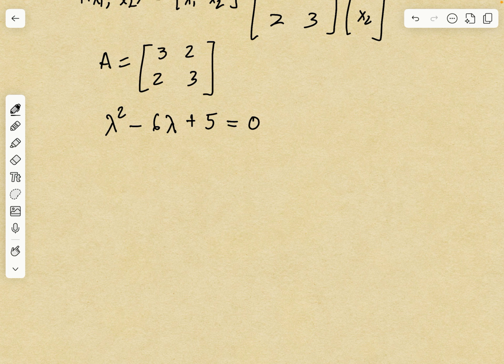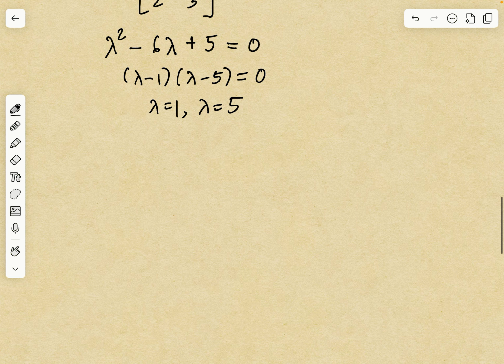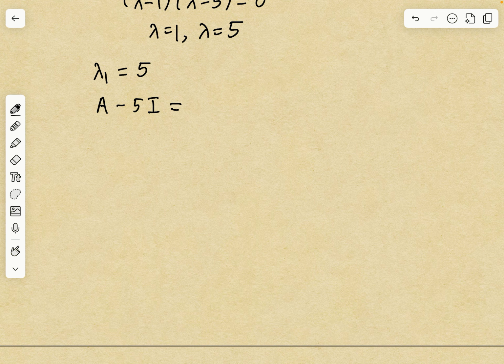And at this point, you can use the quadratic formula, or you can factor. In this case, it's pretty easy to factor. You get this. And so you get lambda is 1 and lambda is 5. And remember, we're arranging things so that the eigenvalues come from greatest to least. So let's set lambda 1 to be 5, since that's more than 1. So then A minus 5I, we're finding the eigenvectors. We do A minus lambda I. We get this matrix.